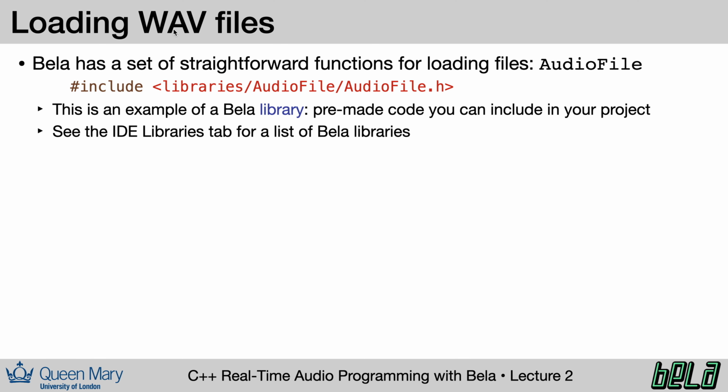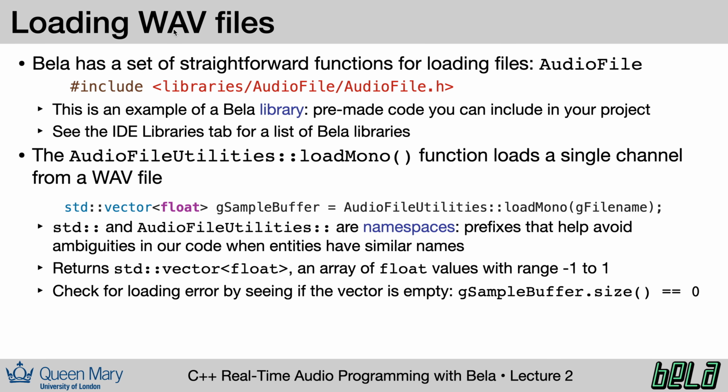Back to our example then, we're using the audio file library, and specifically we're using the function called AudioFileUtilities::loadMono. And what this does is it loads a single channel from a WAV file and stores it into a buffer, which is a vector of type float. Okay, so there's a lot of colons and angle braces and various C++ syntax happening here, so let's unpack that a little bit.